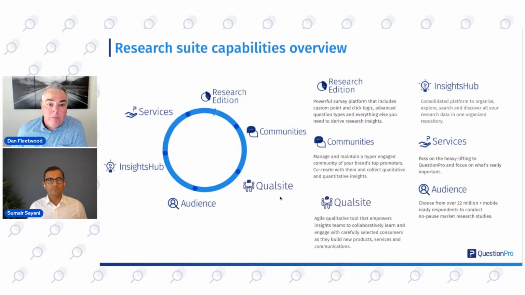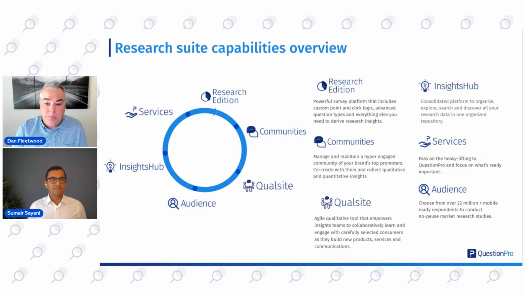That's the QuestionPro platform. Diving a little bit deeper into the research suite capabilities, we have the Research Edition, which is our powerful survey software that includes point-and-click logic, 55 plus question types, the ability to do conjoint, max diff, Gabor Granger, and advanced analytics as well. And a lot of what we'll be showing today is actually in the research suite and how we're integrating AI into QuestionPro.